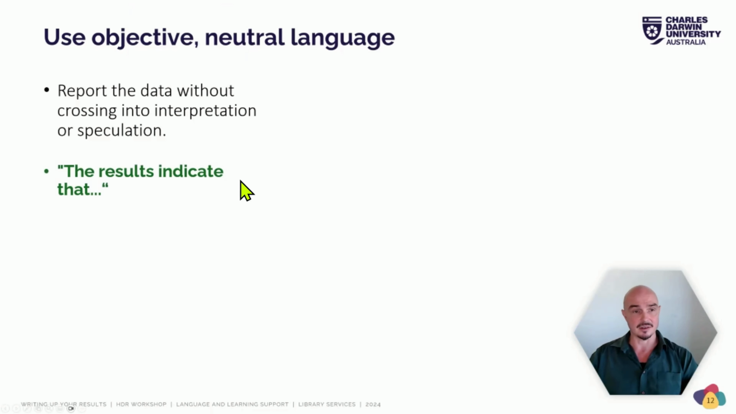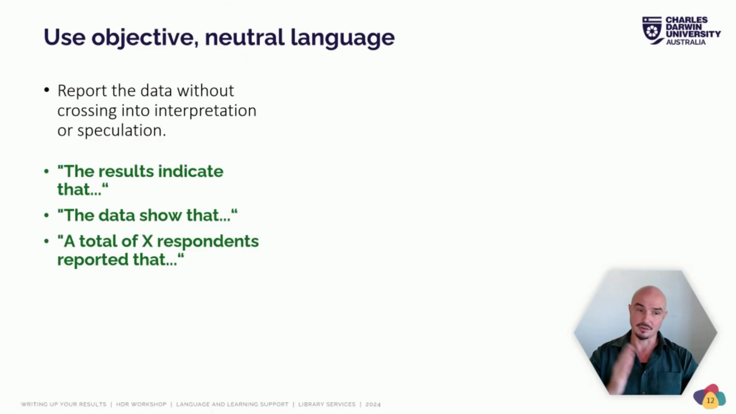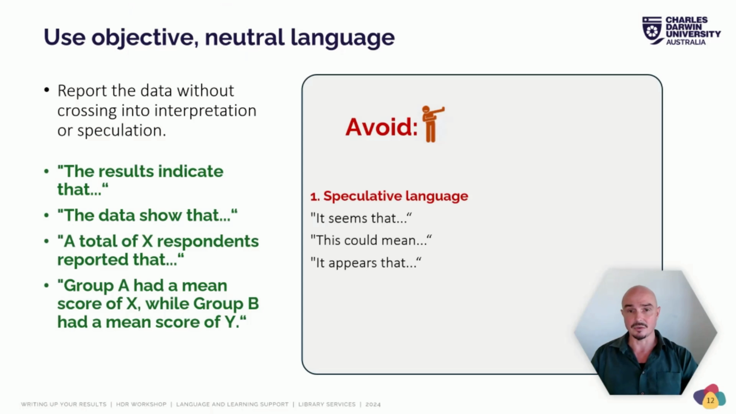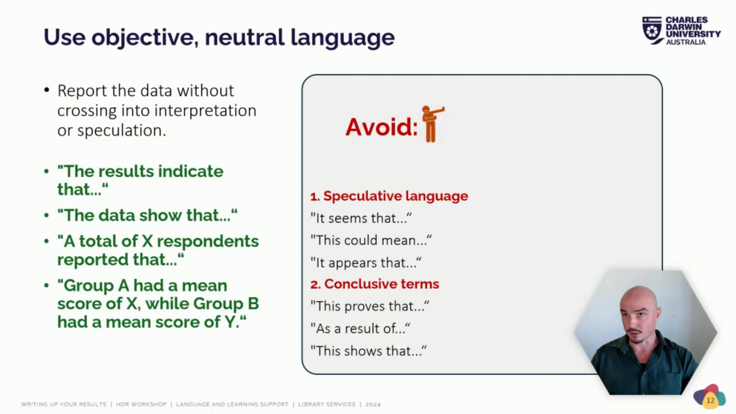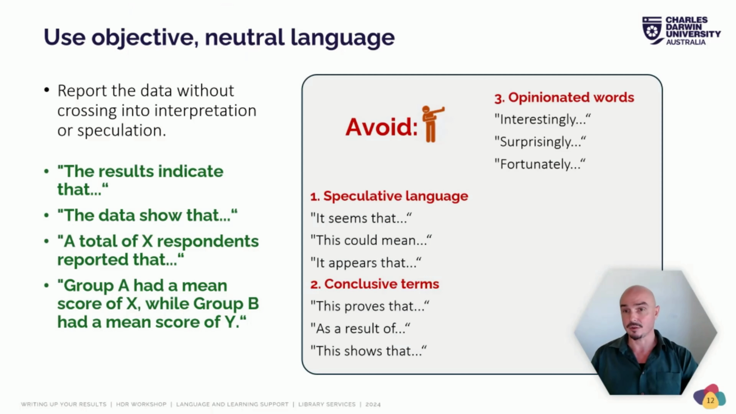So we use phrases like the results indicate that, the data show that, a total of X respondents reported that, etc. What we don't do is speculate with language like it seems that, it could mean, it appears that. We avoid conclusive terms like this proves that, or as a result of, or this shows that. We try not to use opinionated words. So these words that finish in ly, adverbs, there's usually some kind of emotion or opinion attached to those. So we try to avoid those.